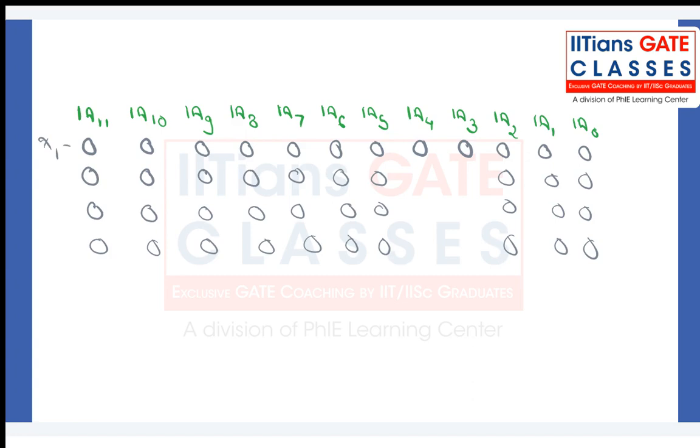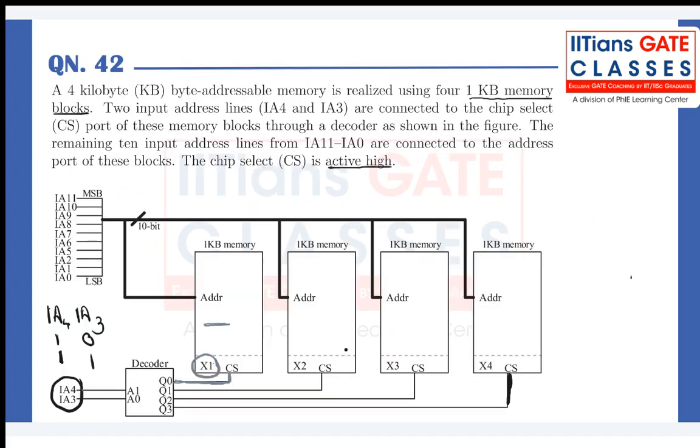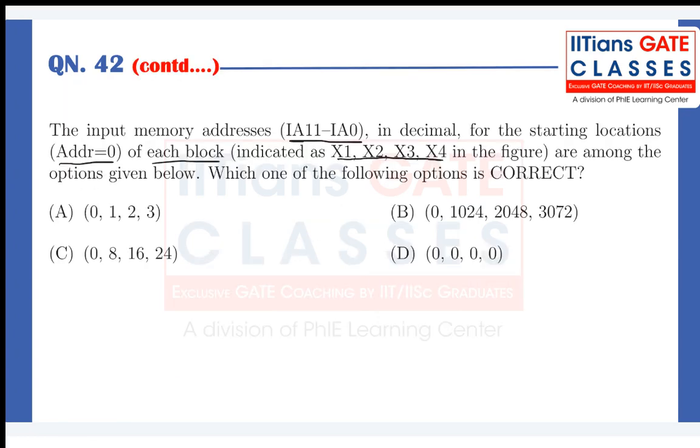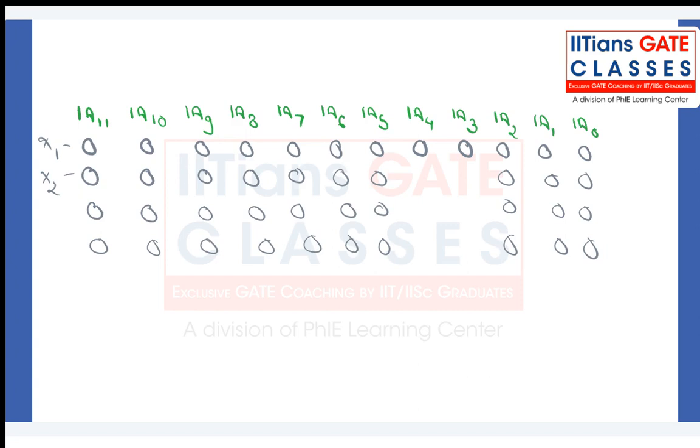Okay. For X2, X2 belongs to the second chip. For that, you have to activate this line, which is Q1. So you can say 0, 1. For X3, it is the next chip, and for X4, it's the next chip, which is 1 0 and 1 1.